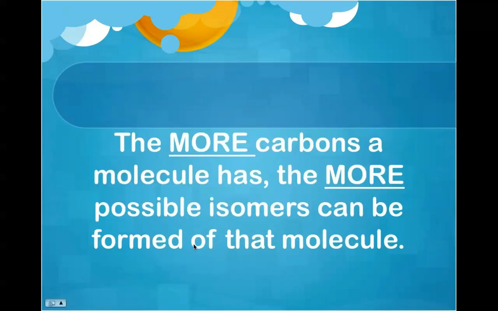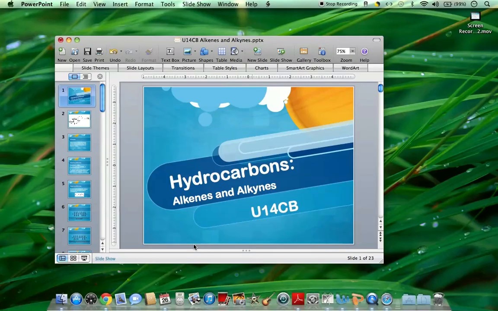The more carbons a molecule has, the more possible isomers that can be formed. So the more pieces, the more different combinations that you can make. All right, so that's it for alkenes, alkynes, and also isomers. So just make sure you have a basic handle on how to name those double and triple bonds in our carbon chains and how to identify isomers.